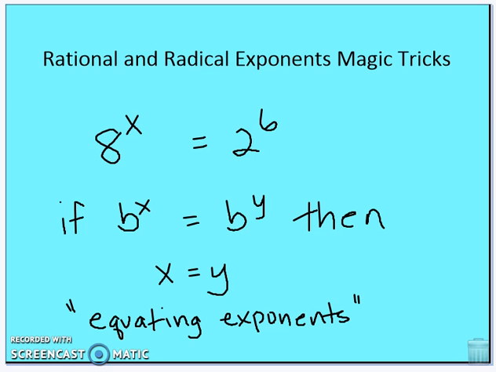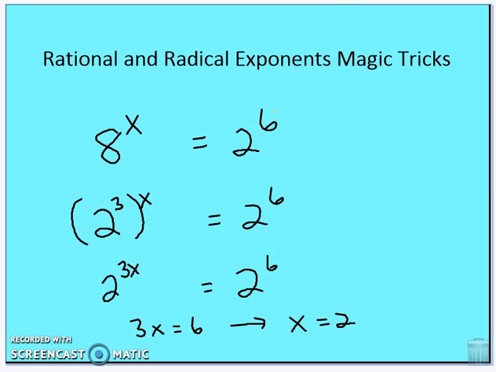In this case, if b to the x is equal to b to the y, then we know that x is equal to y. So if I have a common base b, but the exponents are in different forms, I can relate them in such a way as to say that they're the same, and then solve for any variable that those exponents contain.